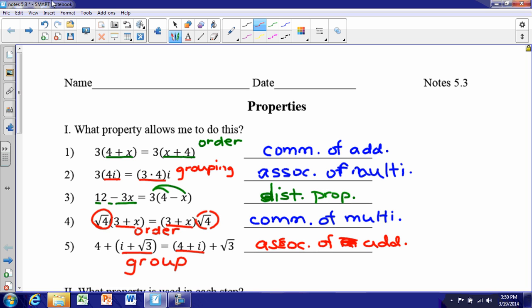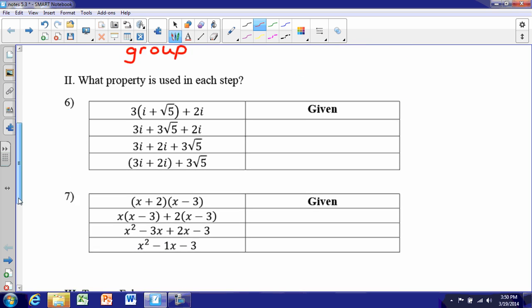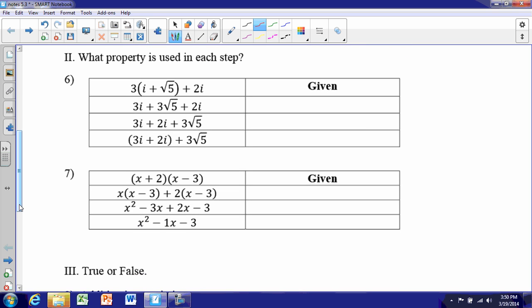All right, moving down. I have another way for you to do it. Now I'm giving you a problem, and it doesn't mean you're going to solve it. It just means you're going to tell me what's different from one line to the next. So the first line is given, and then I look at the second line, and I try to figure out how they got that. Well, it appears that the 3 has been distributed. So that is the first property, distributive property.